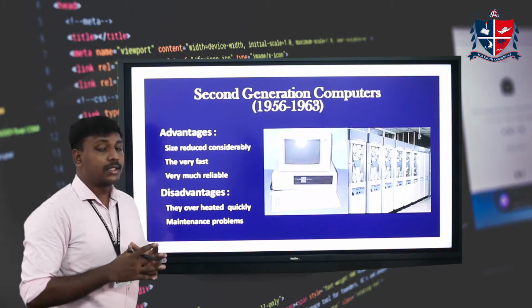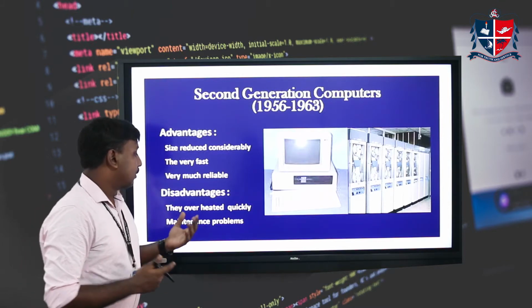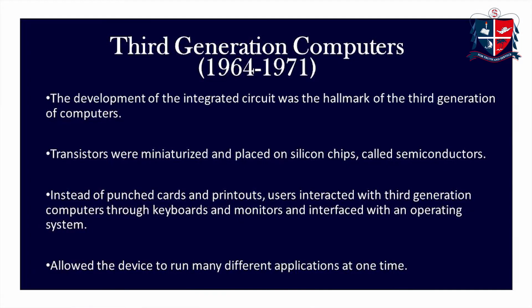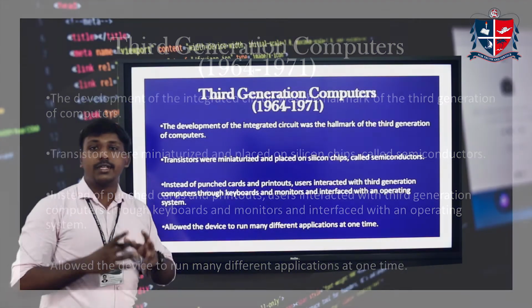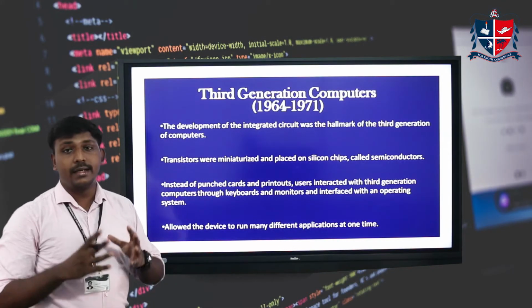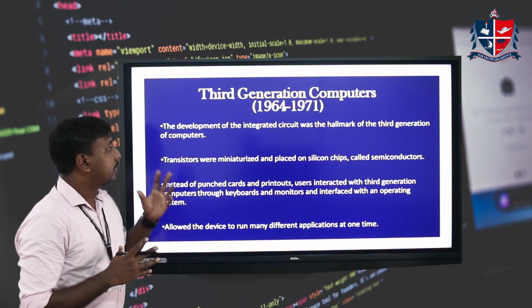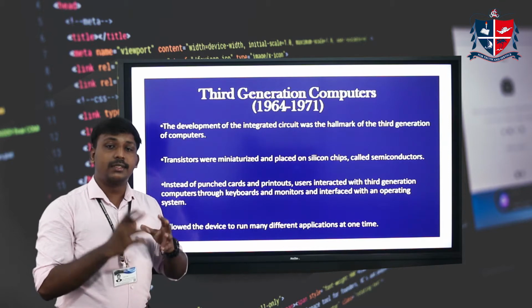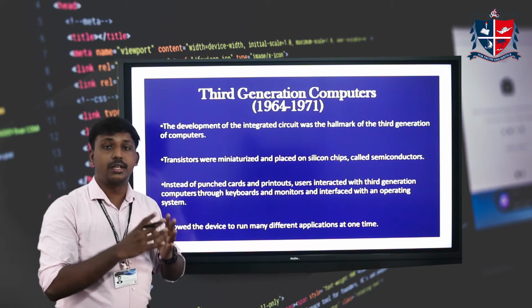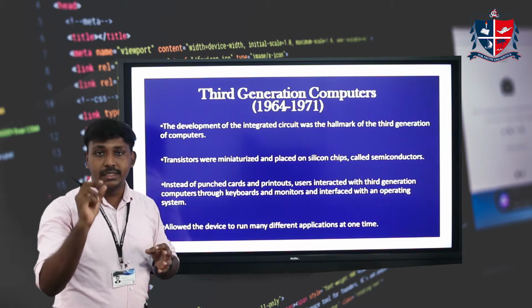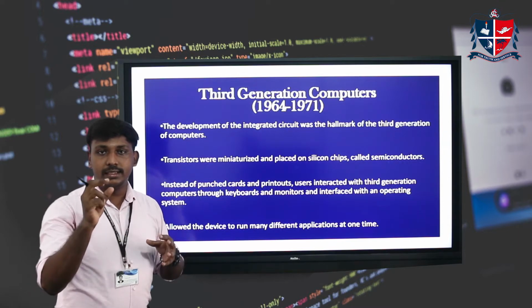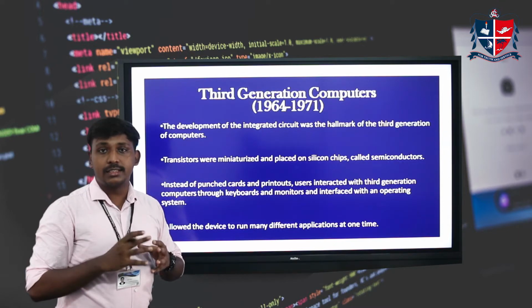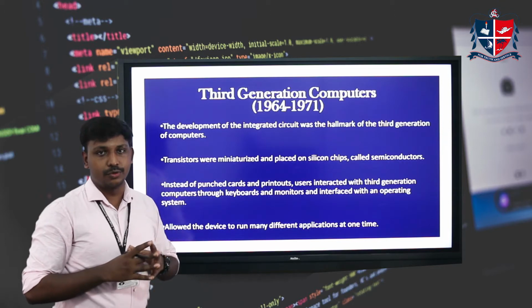The major disadvantages are that it heated quickly, and some maintenance problems also existed in second generation computers. Coming to the third generation computers. Third generation computers evolved from 1964 to 1971. In the second generation we were using transistors. Now, all these transistors were miniaturized and integrated into a single IC. That is, integrated circuits were used in the third generation computers.